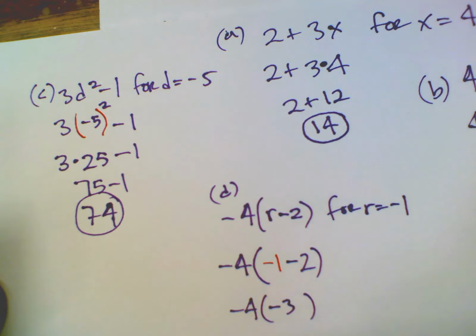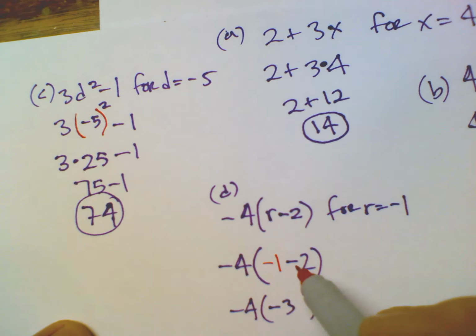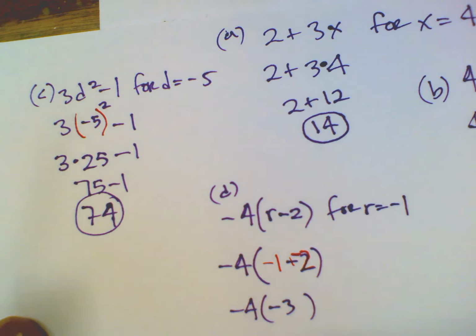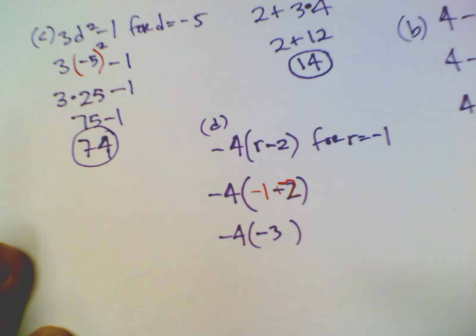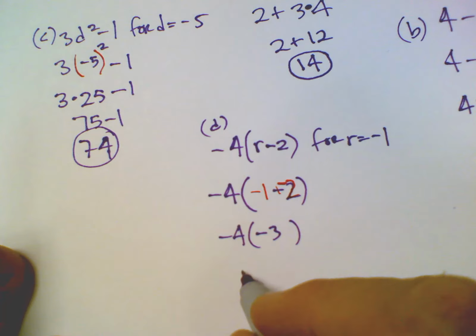So negative 4 times, well, negative 1 minus 2. That's negative 3, right? Negative 1 minus 2 is the same thing as negative 1 plus a negative 2. You're adding a negative and a negative. Negative 1 and negative 2 gives me negative 3. And then now I multiply negative 4 times negative 3. Negative times a negative is a positive. 4 times 3 is 12. So it's positive 12.